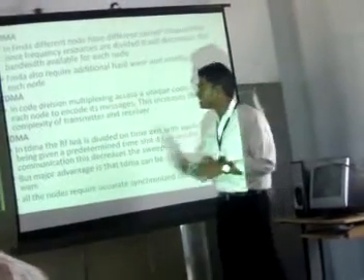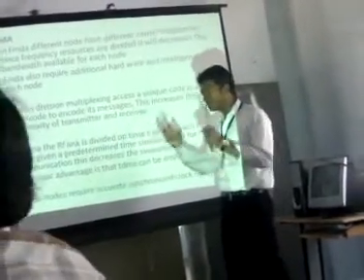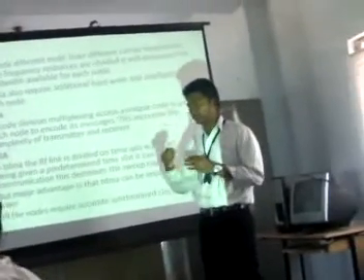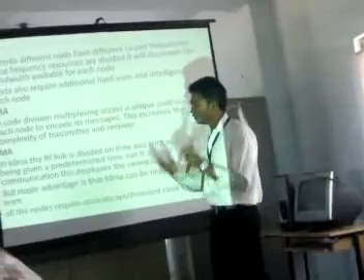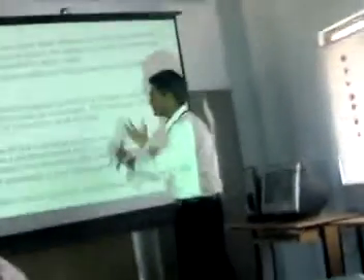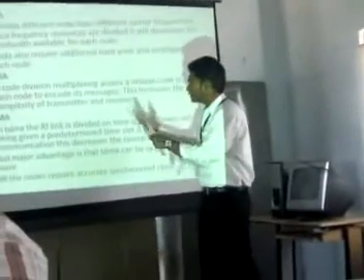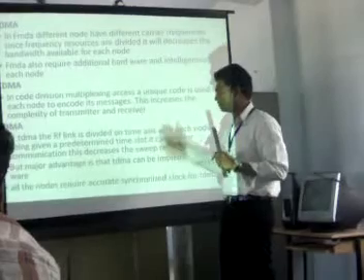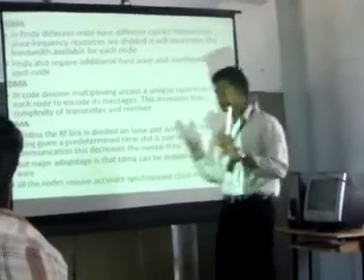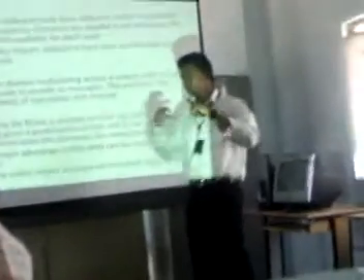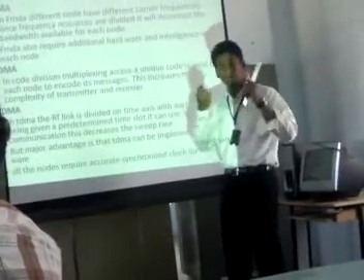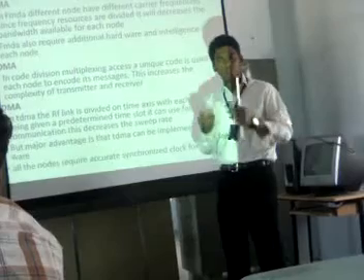Coming to CDMA, it is code division multiple access. Here, every node will have a unique code to encode its message. This will increase the complexity of the transmitter and receiver. Coming to TDMA, it is time division multiple access. Here, a predetermined time slot is given to every node, and in that time slot, the node will transmit its message.